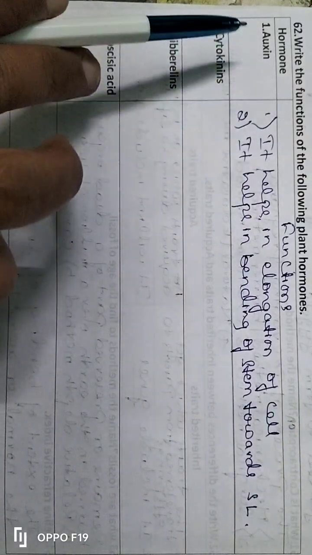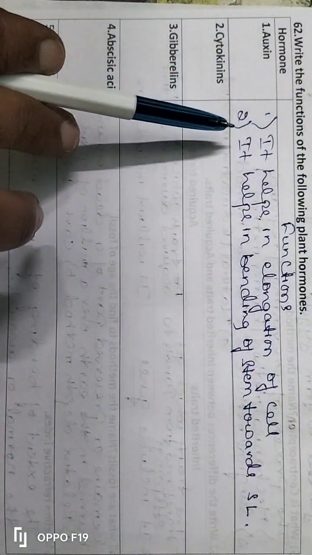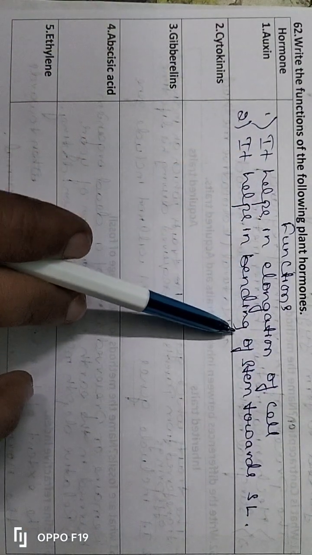So, very important. What are the functions of auxin? It helps in elongation of cells. Second, it helps in bending of the stem towards sunlight. So these are the two functions of auxin.